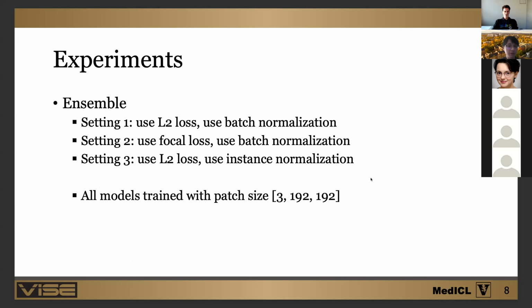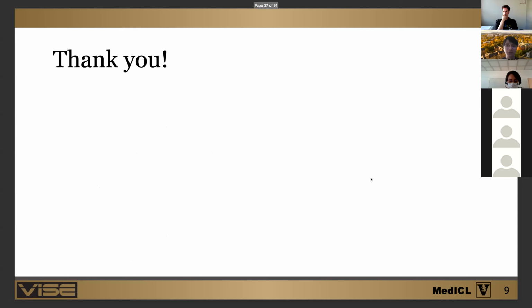Finally, we made an ensemble of 3 different settings. The first one is using L2 loss and batch normalization. The second one uses focal loss and batch normalization. And the third one uses L2 and instance normalization. All models are trained with patches that are 3 times 192 times 192.